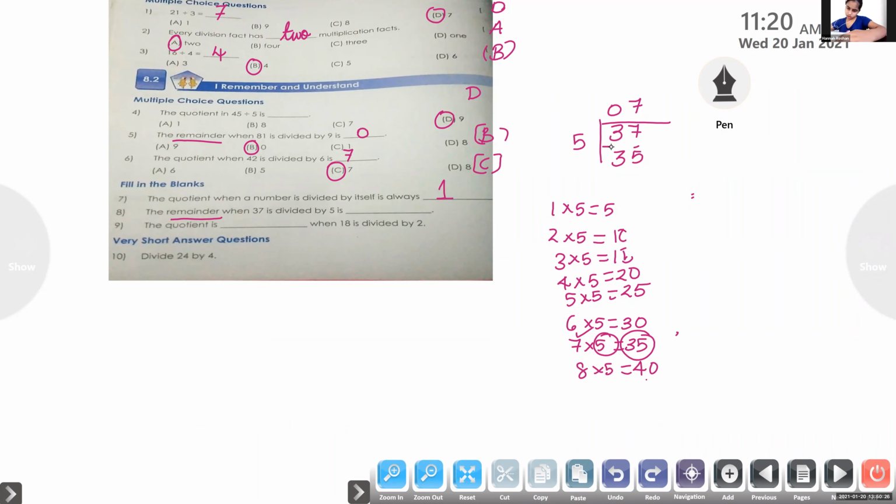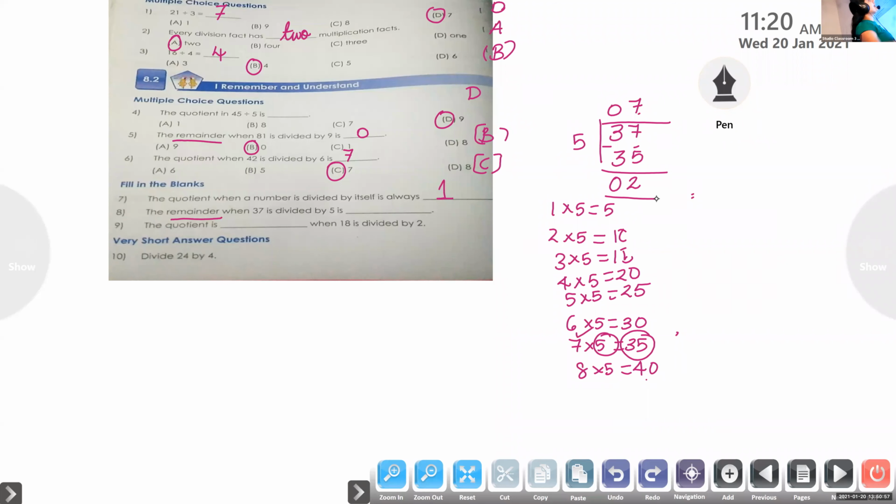So 7 5s are, next step is multiplication. So 7 5s are 35. We have written. What is the next step? Subtract. 7 minus 5 is 2. Close 5 fingers, you will get 2. 3 minus 3? 0. Here, any more digits to bring down? No. So we can stop the division.